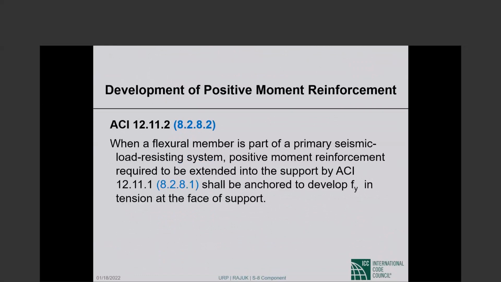When a flexural member is part of a primary seismic force resisting system, positive moment reinforcement required to be extended into the support shall be anchored to develop f sub y in tension at the face of the support. This is a whole lot better. So this should require continuity. So the 6-inch extension now is not going to do. This is extremely, extremely important for you to note.